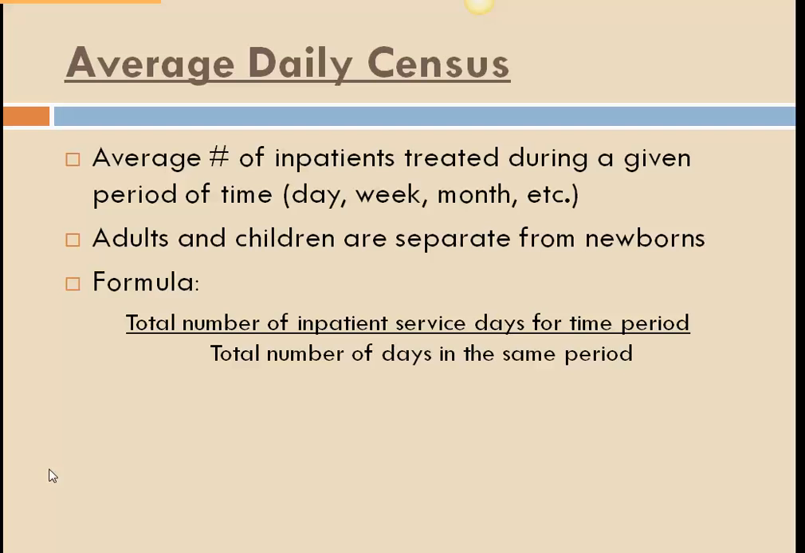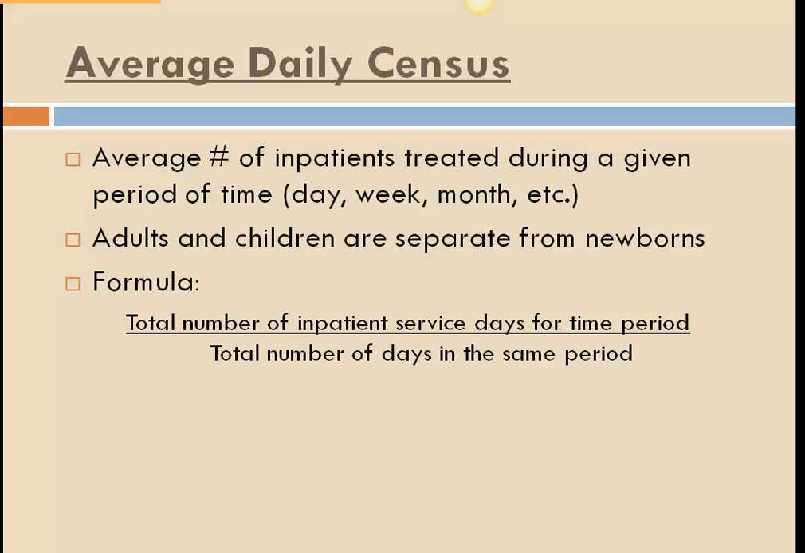Okay, this is the last one that we're going to cover during this tutorial: the average daily census. So this should be the fourth statistic if you're making a list or using the table. The average daily census is the average number of inpatients who are treated during a given period of time. So the average number of inpatients treated during a specific day or for a specific week, month, whatever the case may be. Again, adults and children are separate from newborns.